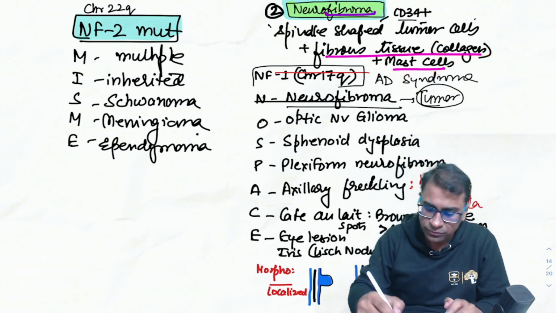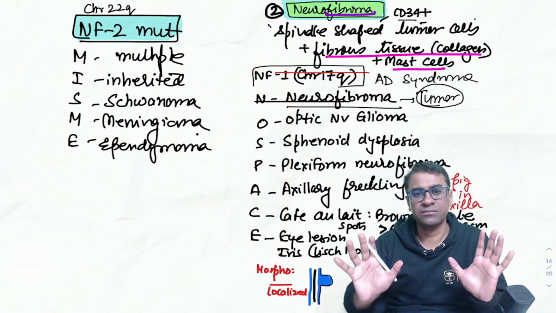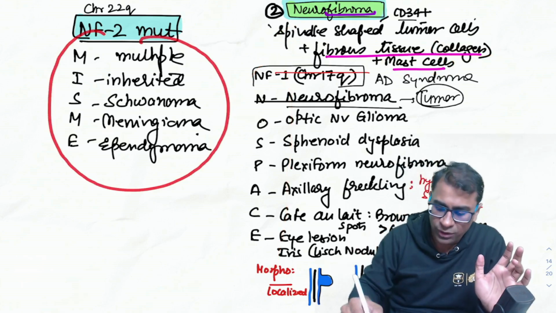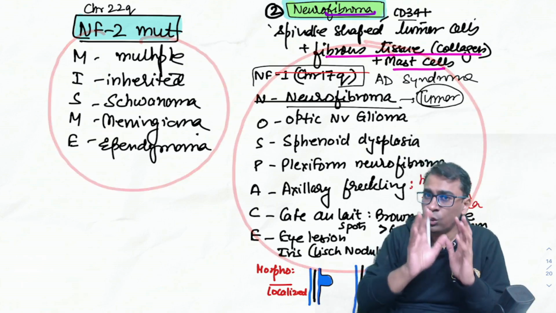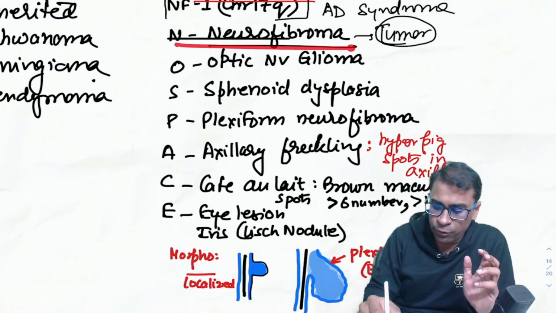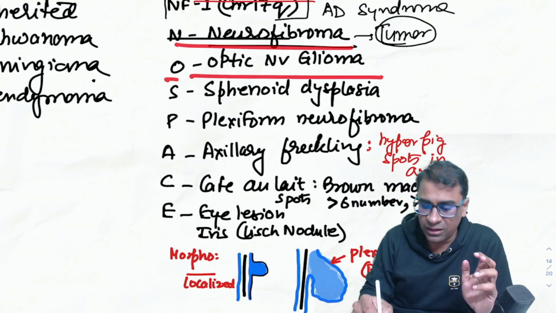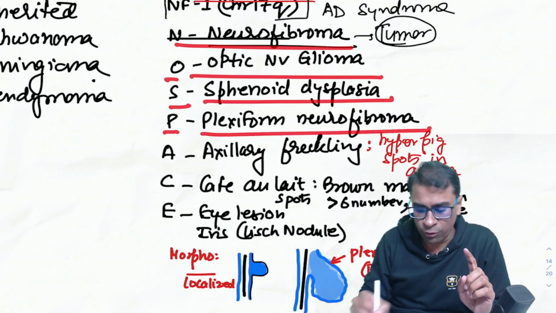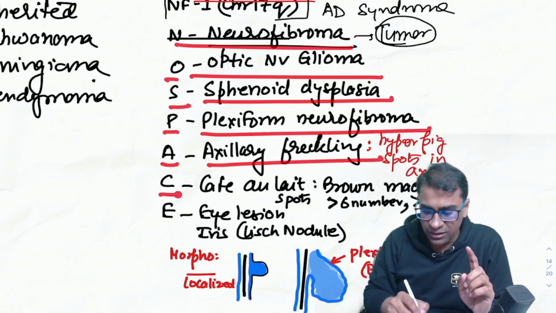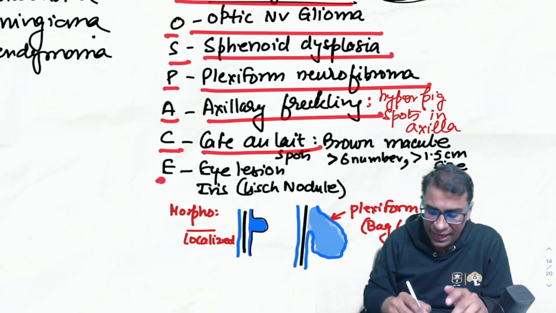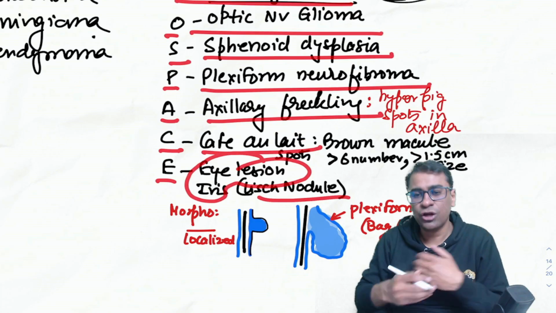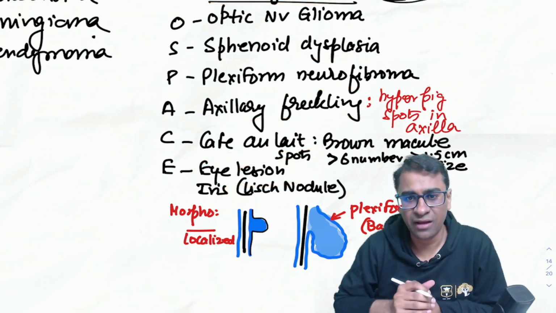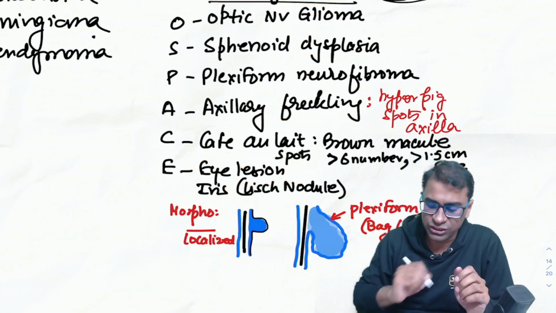A simple mnemonic is NF SPACE. What was this? MISME. And what is this? NF SPACE. Now, NF SPACE means N is neurofibroma, O is optic nerve glioma, S is sphenoid dysplasia, P is plexiform neurofibroma, A is axillary freckling, C is cafe au lait spots, and E is eye lesion in iris called Lisch nodules.